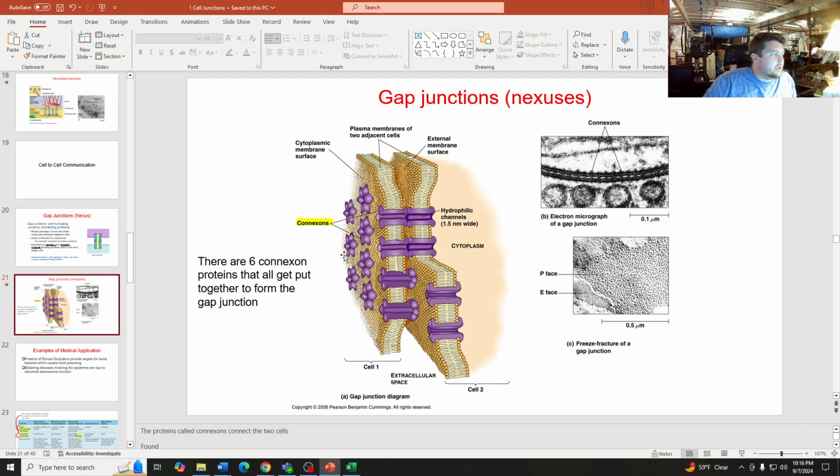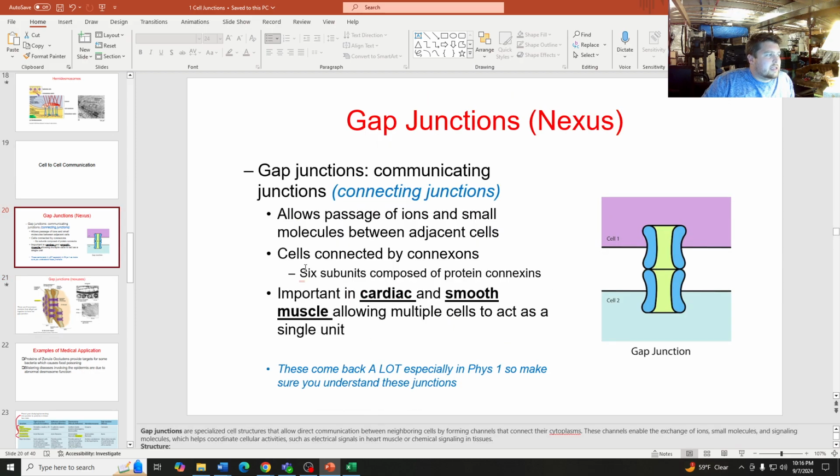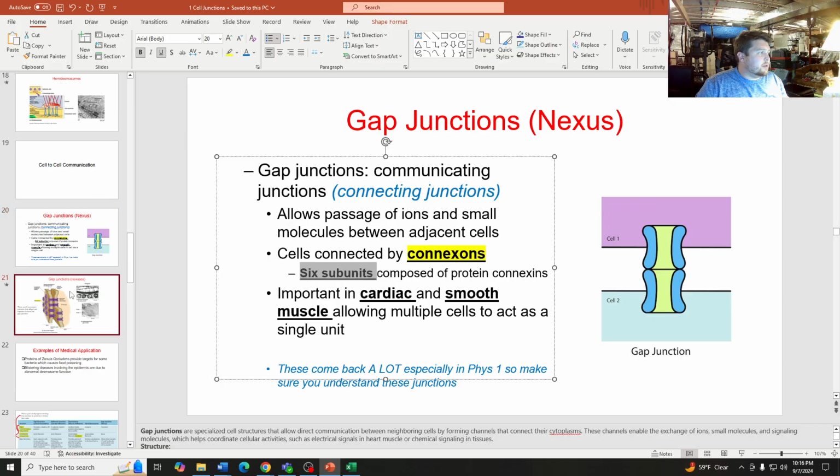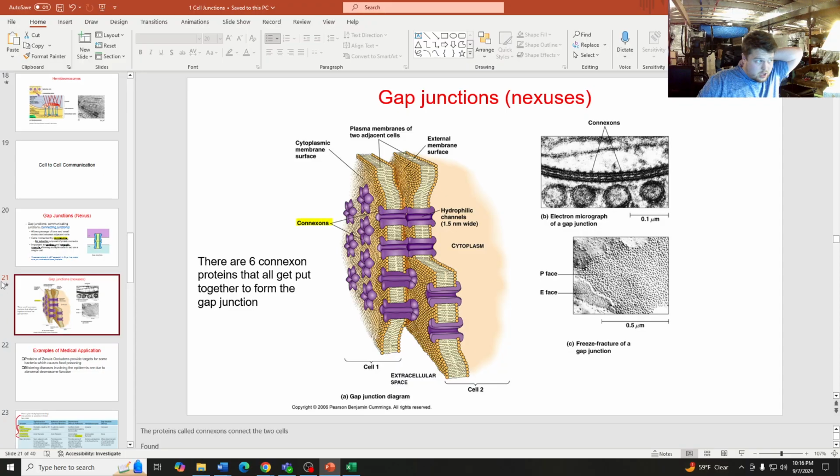You can see right here, it mentions that the cells are connected by connexins. Connexins are the proteins that make up the gap junctions, and they have 6 subunits. Easy test question right there, that they can ask how many subunits are there for a gap junction. 6. There are 6 connexin units that all put together form a gap junction.